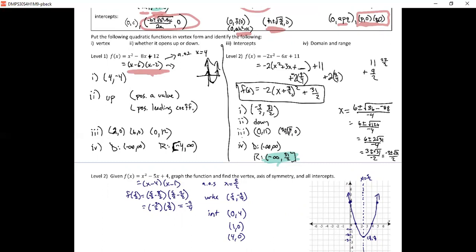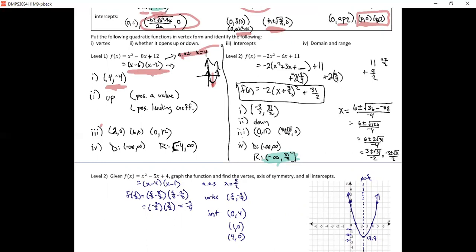How do we find the vertex? Vertex, if we take halfway in between our two x-intercepts, halfway in between 6 and 2 is 4. So there you go, x equals 4. And then we could plug it in to find our y value of -4.